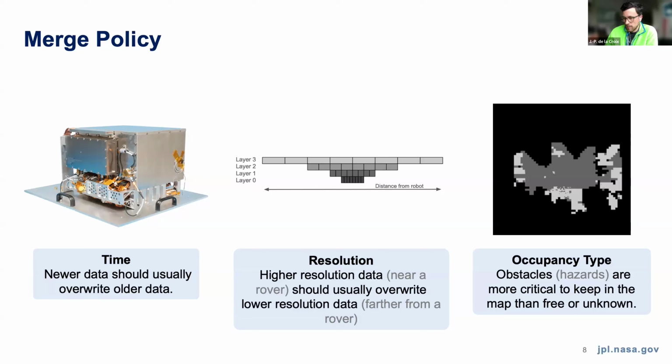And then you also have the occupancy type. Typically we really want to avoid any sort of hazard and not drive the robots into hazards. So even if you have a false obstacle in your map, you're probably going to prioritize keeping that on the map over taking the chance that it's actually free.